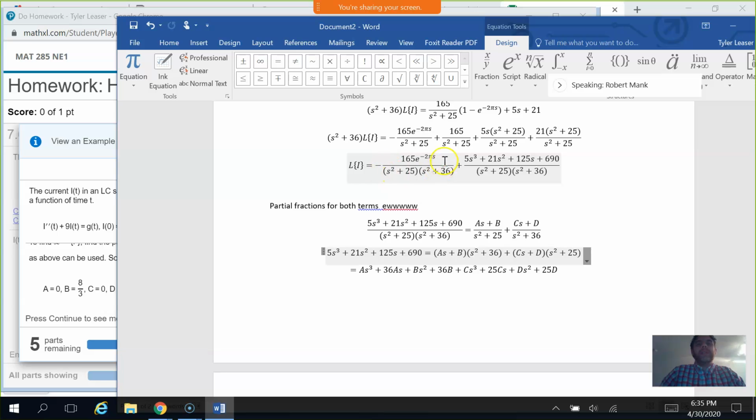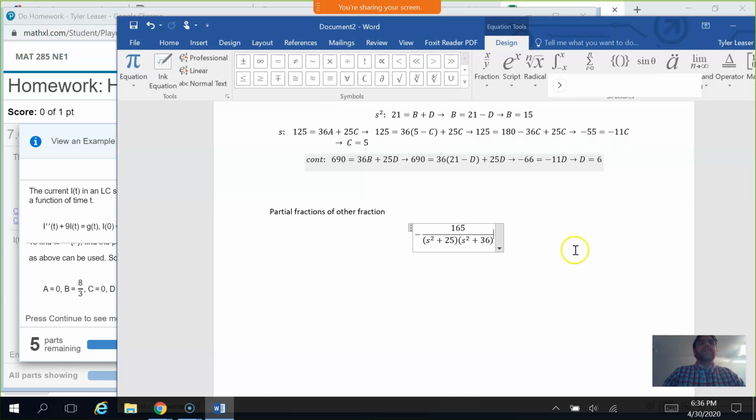Okay, so does everybody see where we are? Taking this other fraction, negative 165 over those two irreducible things. Hopefully this one will break down a lot nicer, but I guess it doesn't have to. So we're going to start all over. We're going to have a linear term, as plus b, over the s squared plus 25, plus the other linear term, cs plus d, over the s squared plus 36.